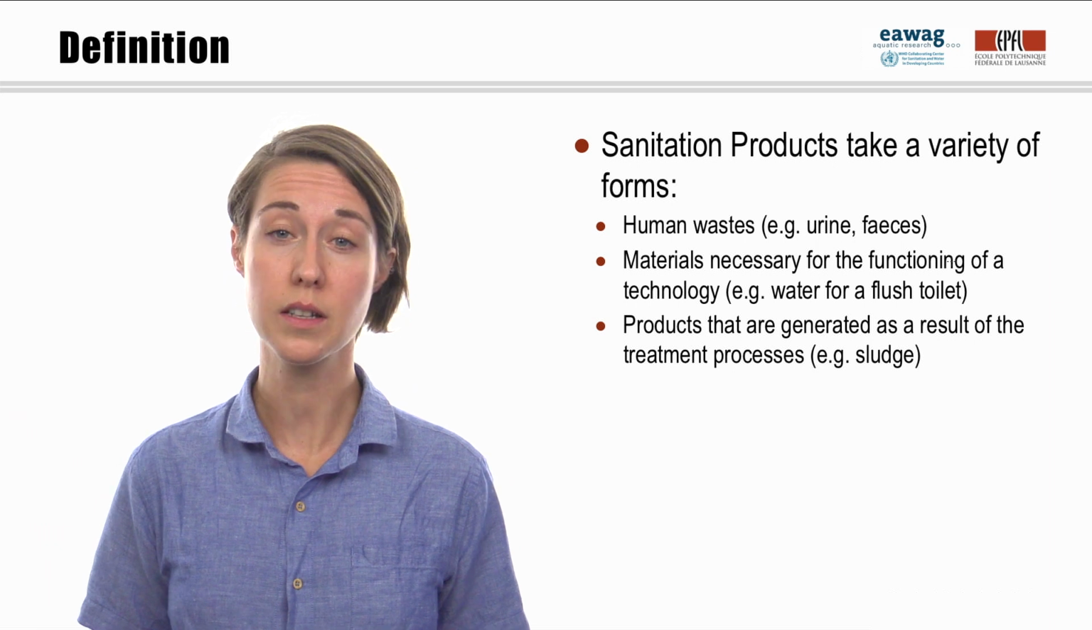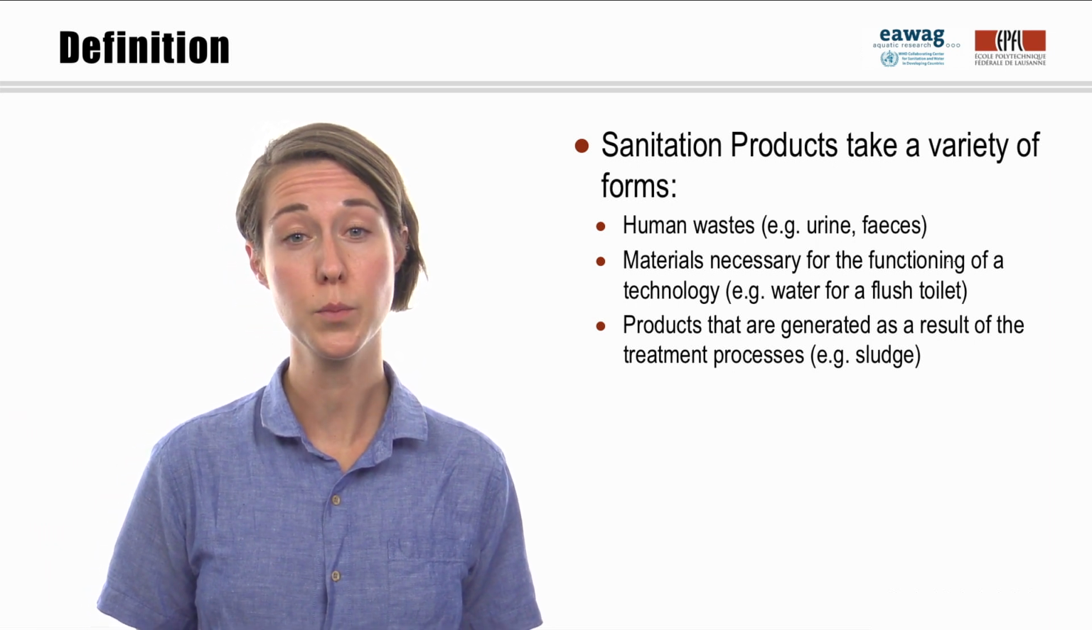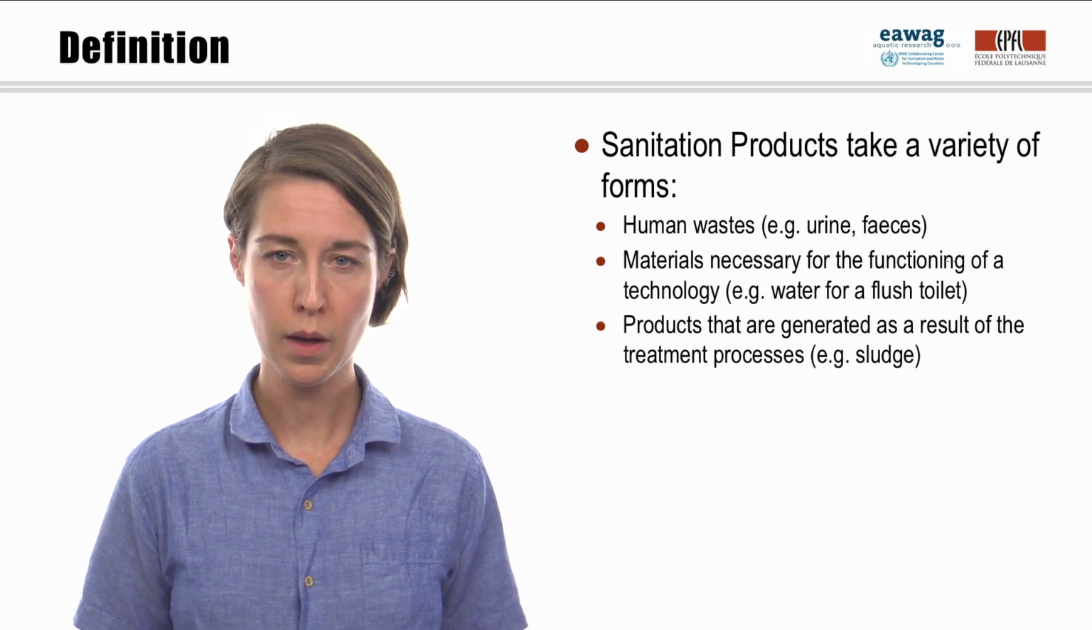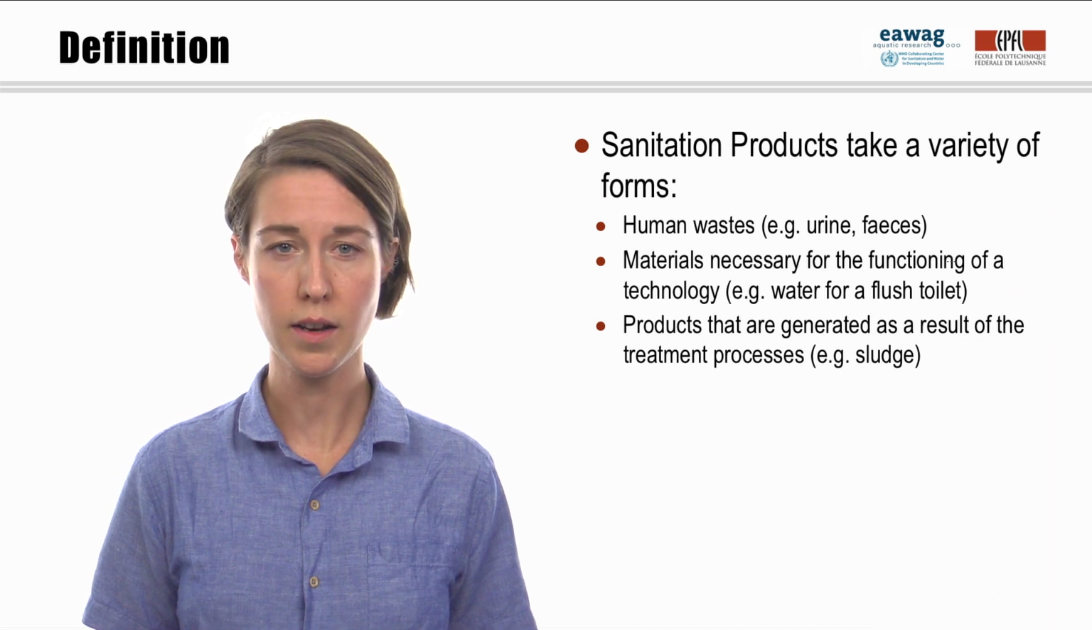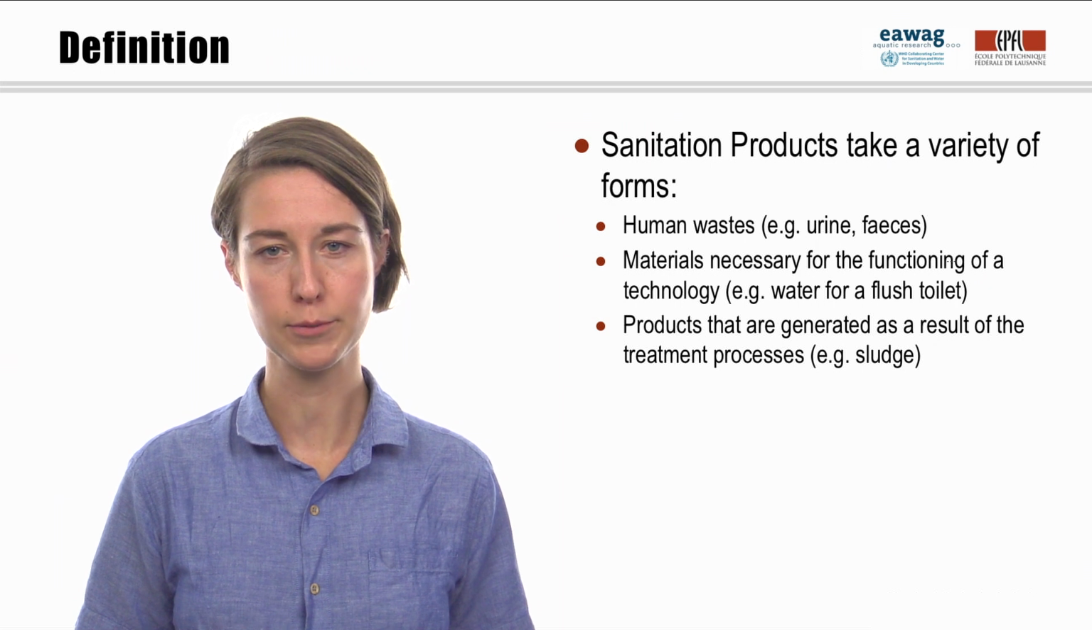Sludge, for example, is the thick, mucky layer that forms at the bottom of a septic tank. Sludge, because of its high solids content and viscosity, may be difficult to pump, but is also easily dried and therefore can be used as a soil amender. We'll come back to these examples later on.